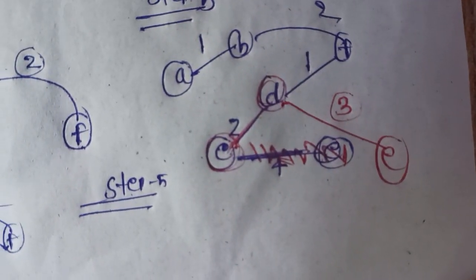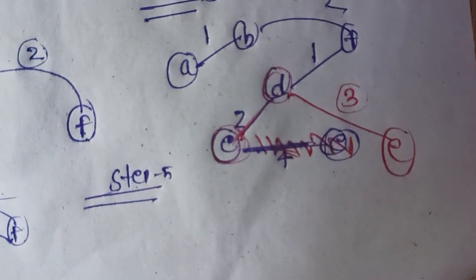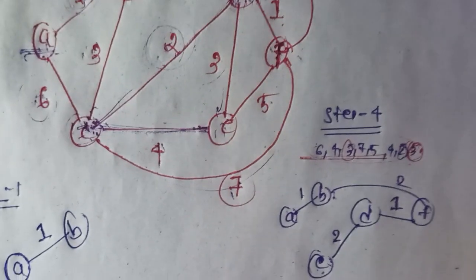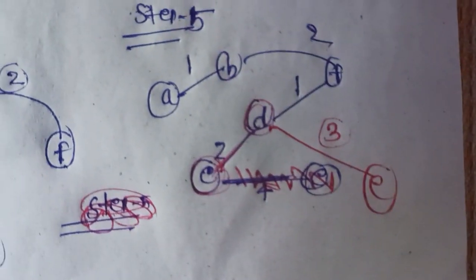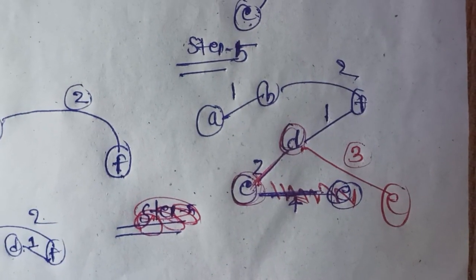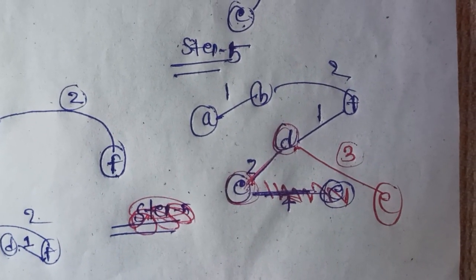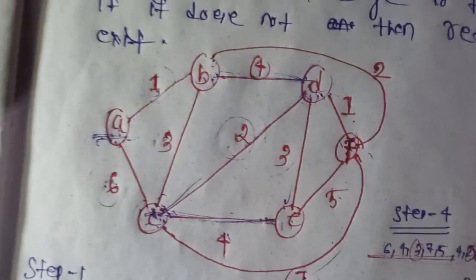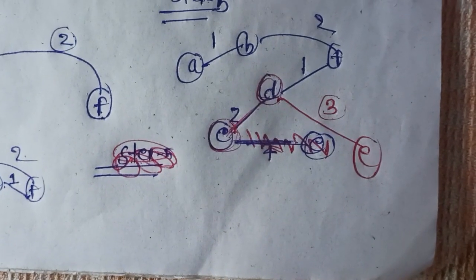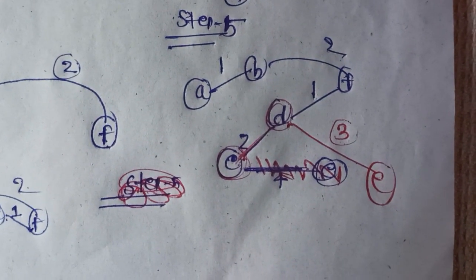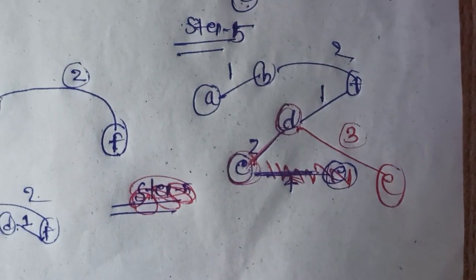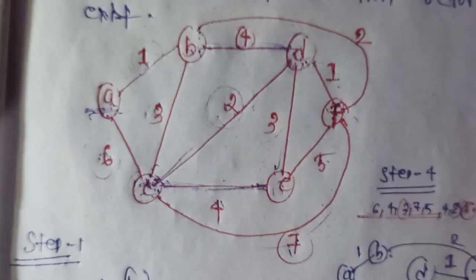Now D to E, and we already have E to F, and now this is our final minimum spanning tree, because we have already visited all the nodes of this graph. See here, A, B, C, D, E, F. All the nodes we have already visited, so this is our minimum spanning tree from the given graph.